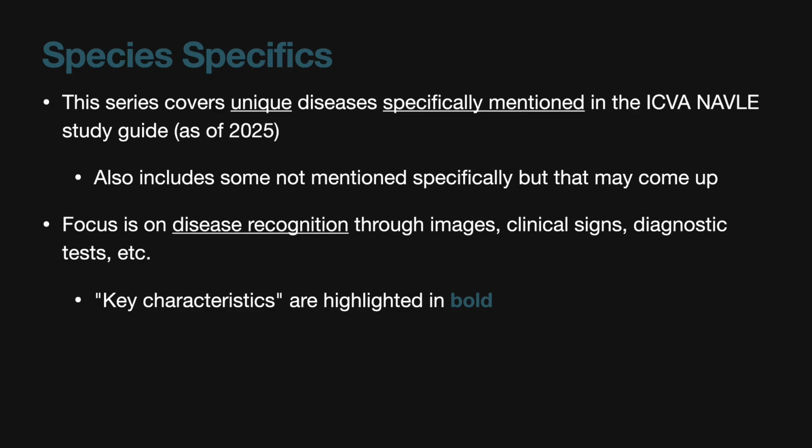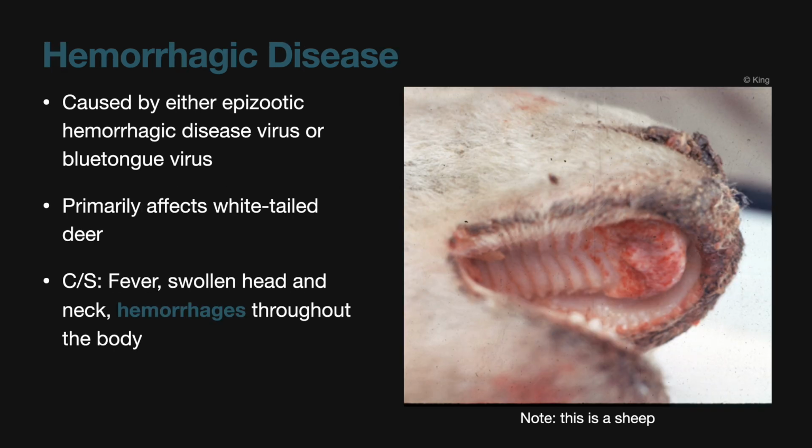The focus of these lectures is on disease recognition through images, clinical signs, and diagnostic tests. I've also highlighted key, easily recognizable characteristics in bold. There are only a few notable diseases to remember about cervids for the NAVLE, so I've put them in no particular order. The first disease is hemorrhagic disease.